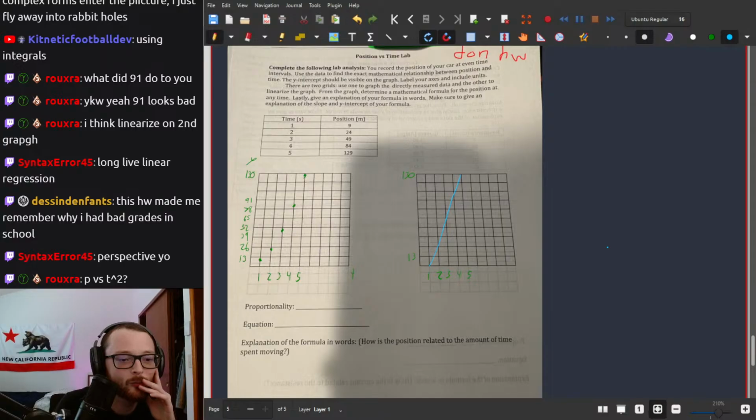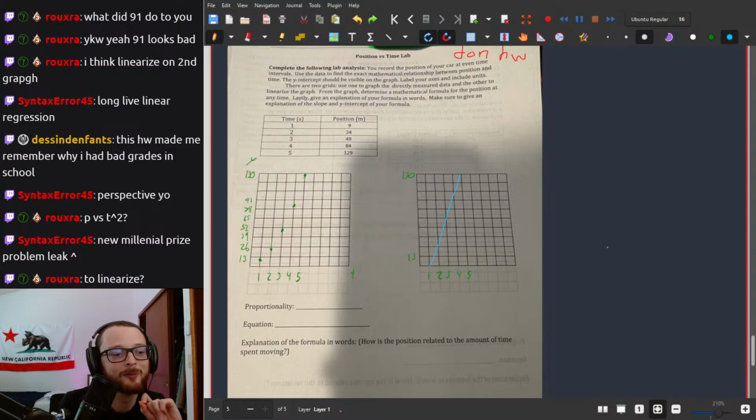P versus T squared. What do you mean? Like, you want to square all the times? That might look interesting on a graph. Is there a simple way that we can do that that doesn't involve me doing even more drawing than I already have?